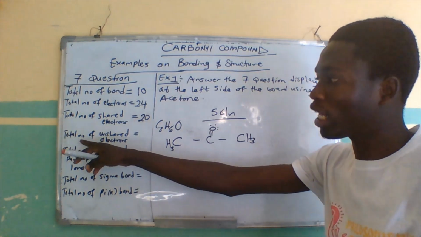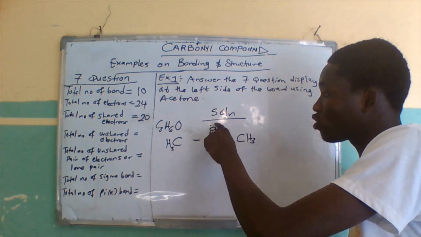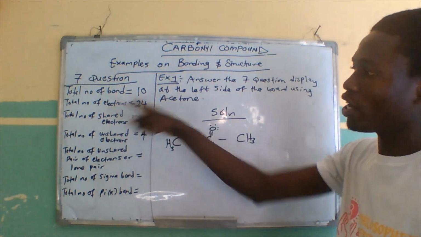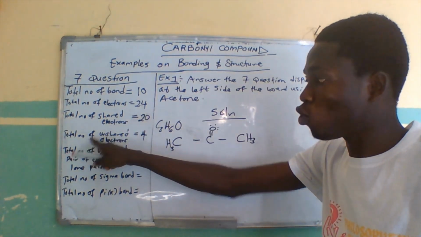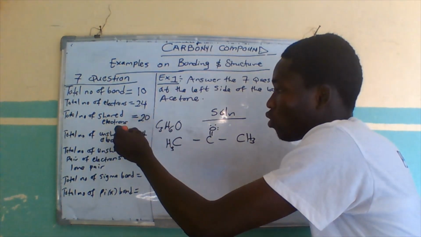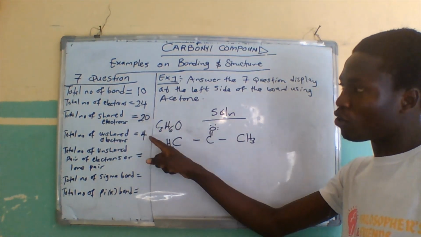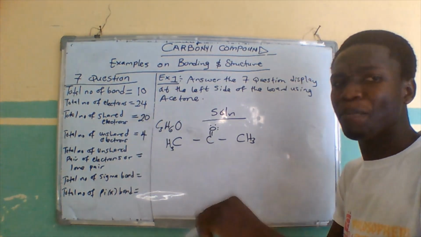But they did not ask for paired; total number of unshared electrons is not in pairs. So count them one by one: 1, 2, 3, 4. That means if you want the total number of electrons, it is the total number of shared electrons plus the total number of unshared electrons. So in this molecule of propanol, we did not share 4 and we shared 20. So 20 plus 4 will give you the total number of electrons in the molecule. You get it?